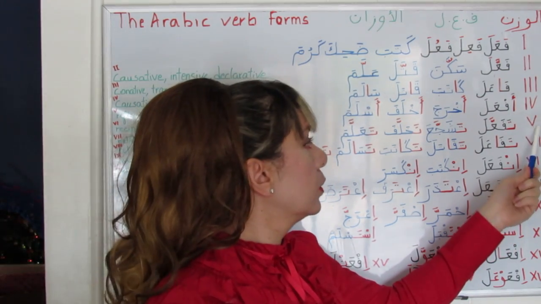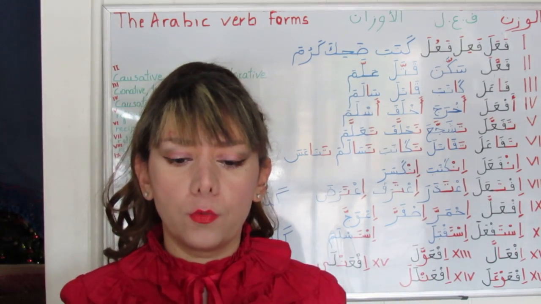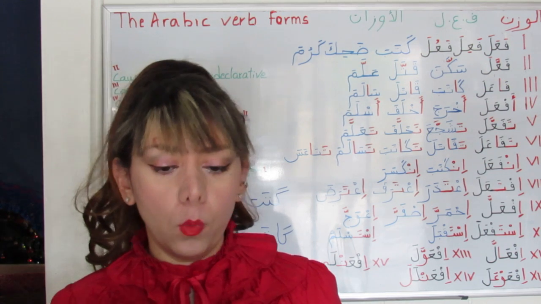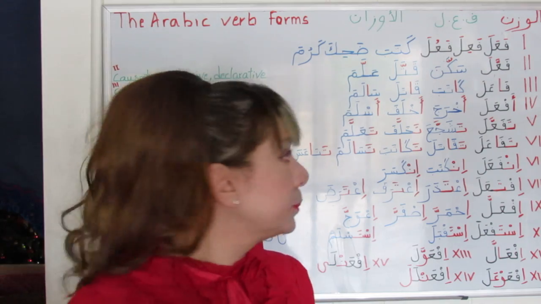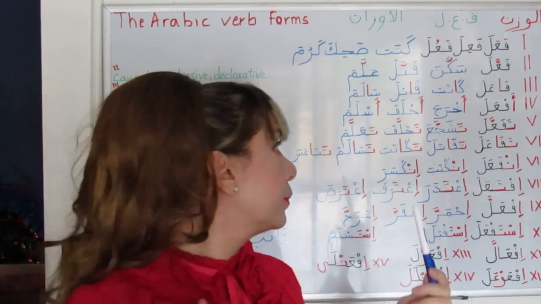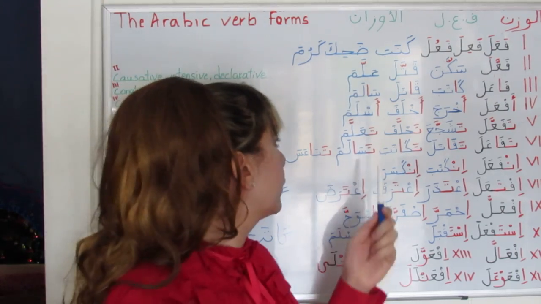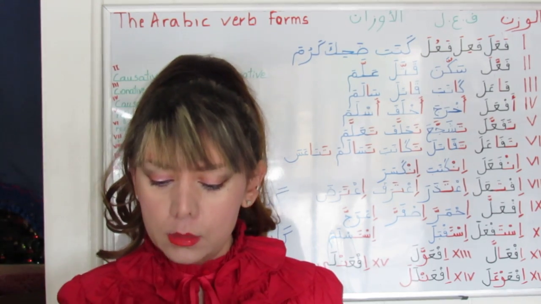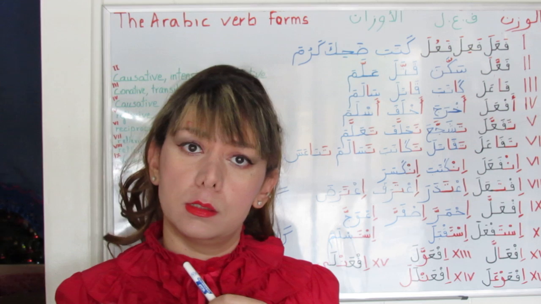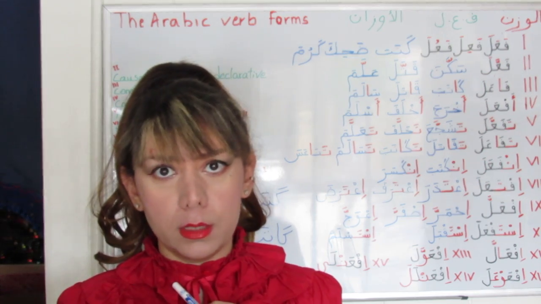الوزن الخامس, form number 5, تفعل. This form is formed by prefixing ta to form 2. The meaning this form imparts is the reflexive or passive of form 2. For example, تشجع, it means to be or become brave. تخلف, it means to hold back from. تعلم, it means to gain knowledge by studying or being taught. So علم means to know, علم means to teach, and تعلم means to gain knowledge by studying or being taught.